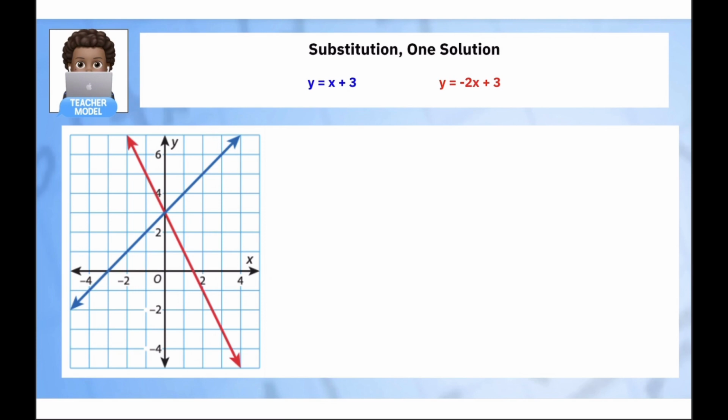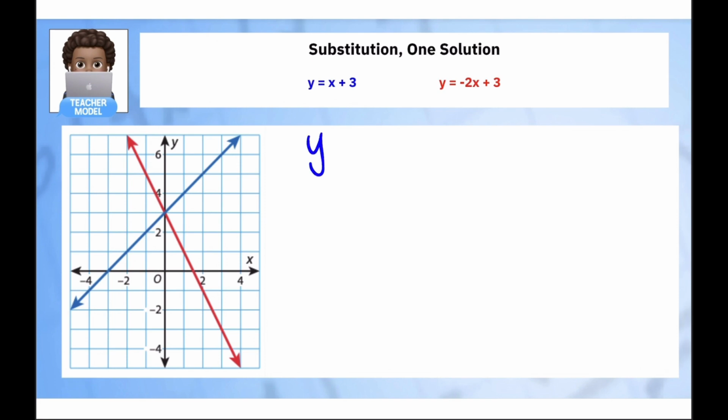Let's practice our substitution strategy, and it means just that. We're going to substitute for either x or y. So that means we're going to have to create an equation where y is equal to an expression or x is equal to an expression. Let's try it with all three types of equations: when we have one solution, no solutions, and all solutions.